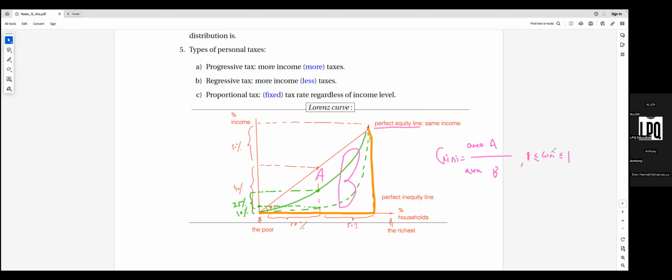If the Gini coefficient in your country is a big number, very close to 1, that means income inequality is pretty large. The gap between the poor and the wealthy is very big. But if your Gini coefficient is closer to 0, that means you have a more equal income distribution in your country.